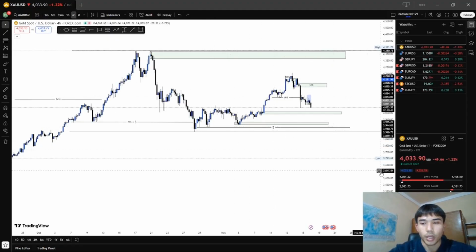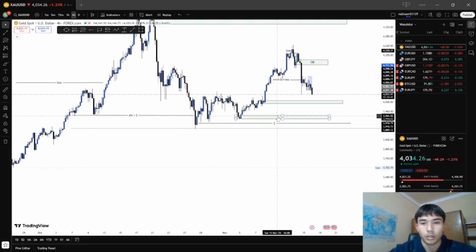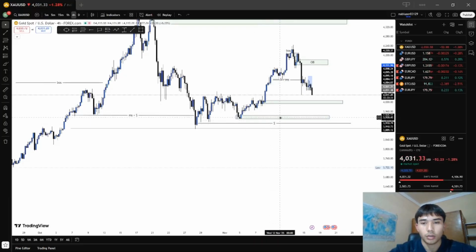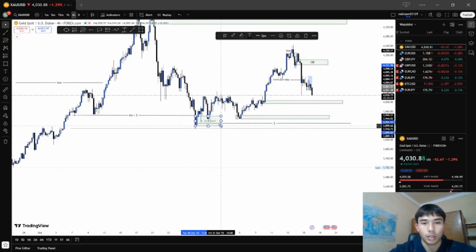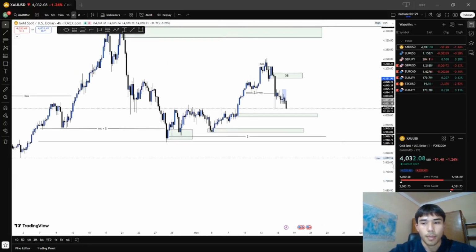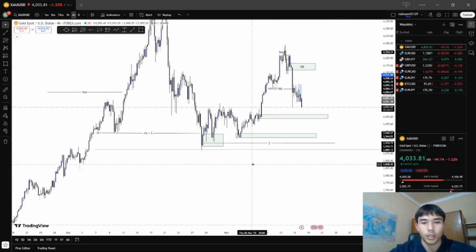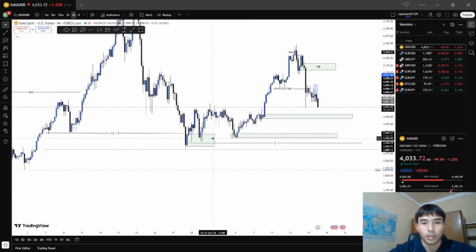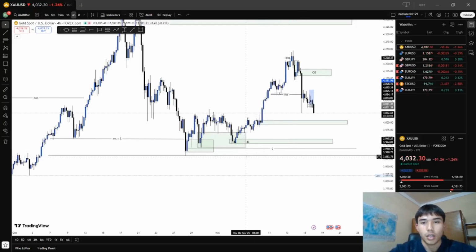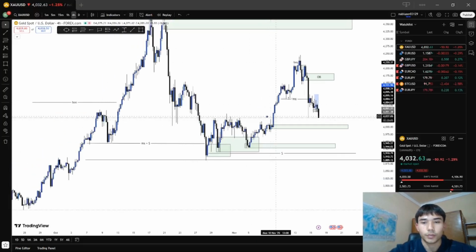So what do we have here? So actually, this is an unmitigated demand zone, and this liquidity candle actually led buyers to get into this market, and this demand zone also led buyers to get into the market and cause this really big bullish move.